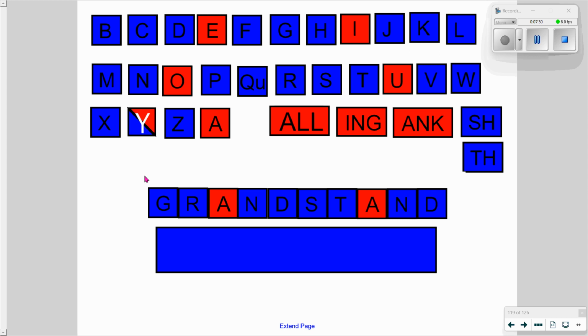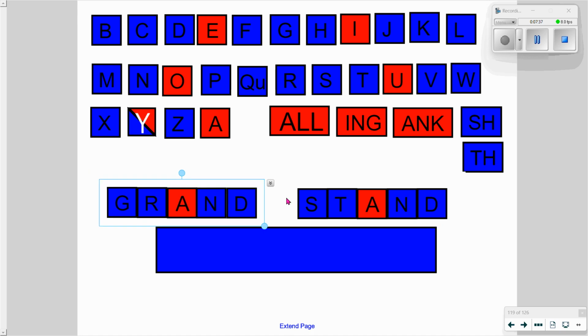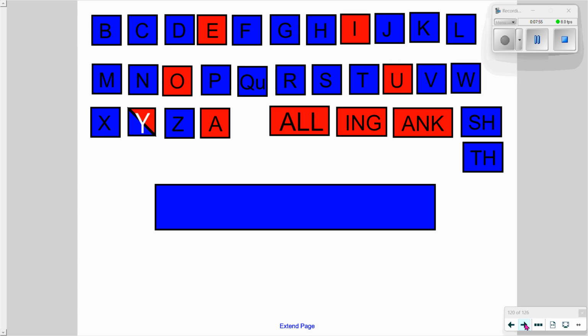There it is. This is also a compound word. I hear the word grand and I hear the word stand. They actually are rhyming words, so they both have A and D in them. So grand and stand, grandstand. It's a compound word. If you missed it, please correct it and then start the video back up when you're ready to go on.